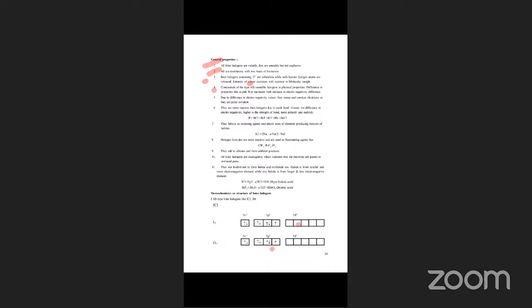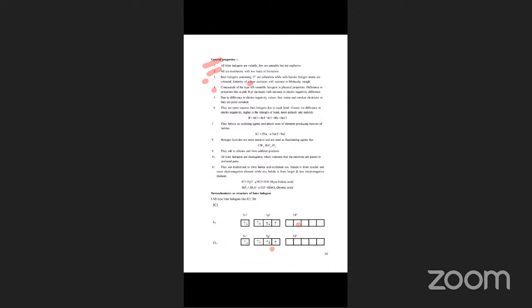Next, the fourth one: compounds of type AB, like ClF, ICl, resemble halogens in physical properties, but differ in properties like melting point and boiling point. Okay? Melting point and boiling point increase with increased electronegativity difference. As the electronegativity difference increases, the melting and boiling point also increase in interhalogens.